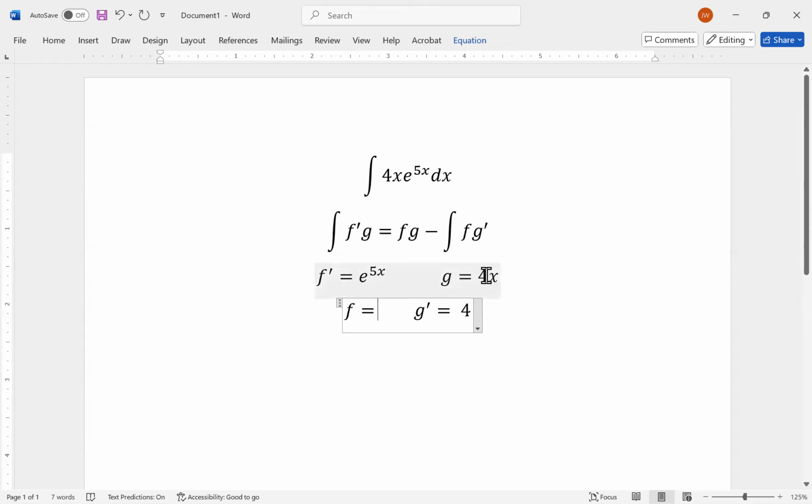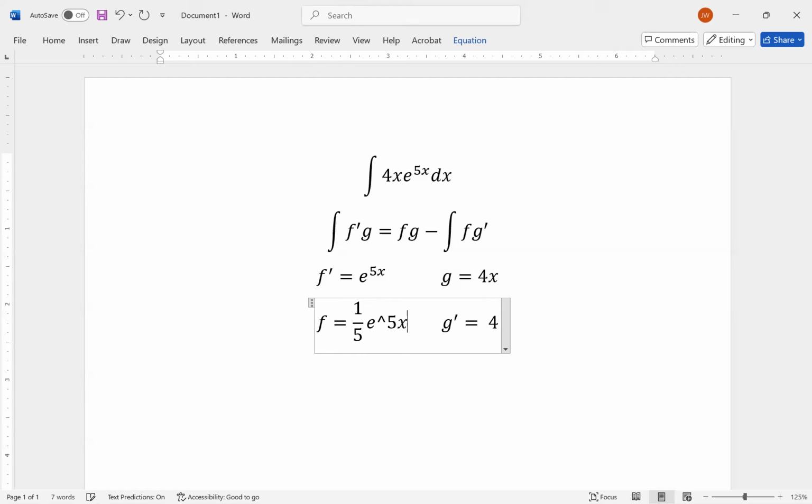Now, going from g to g prime is taking a derivative. On the other hand, going from f prime to f is integration. So I need to figure out the antiderivative of e to the 5x. Well, that's one of our basic rules. 1/5 e to the 5x is the antiderivative of e to the 5x, or at least one antiderivative. It doesn't matter which one you choose. It'll all turn out the same on the right-hand side. Constants will cancel out and combine and all that.